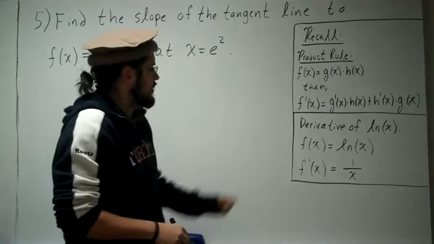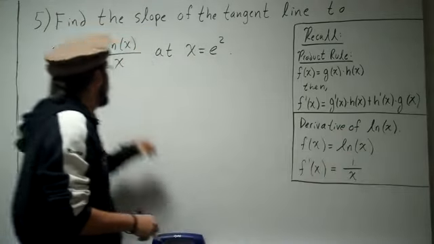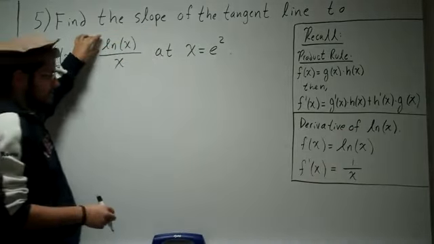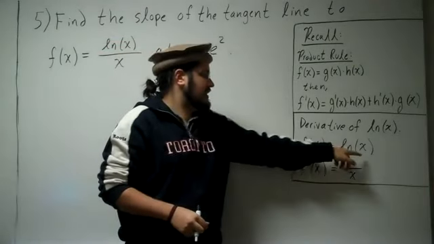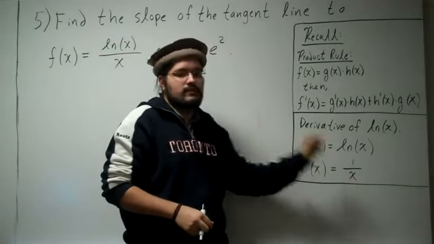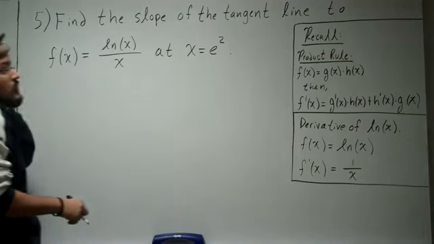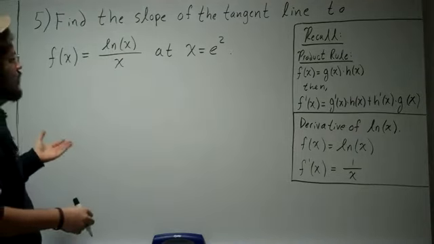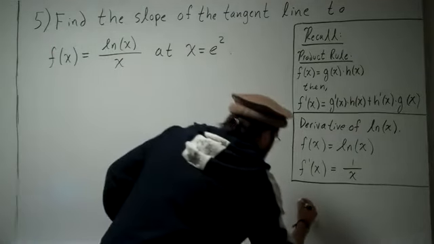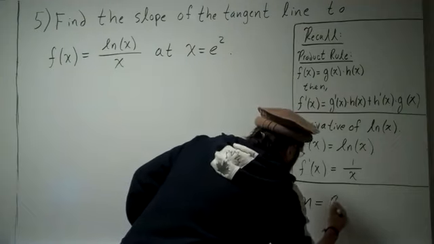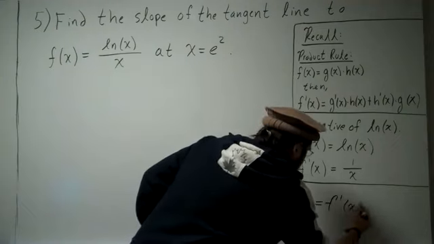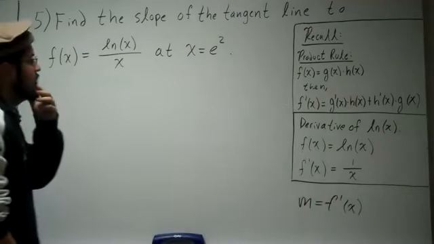Okay? Another important thing is the derivative of ln of x. So we're definitely going to take the derivative of ln of x here. So we have f of x equals ln of x. The derivative is just 1 over x. Another thing to recall is we have to find the slope. So we know that the slope m is equal to f prime of x. Okay? Alright, let's go ahead and work this out then.